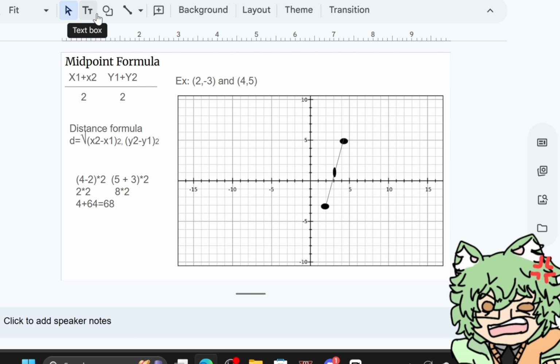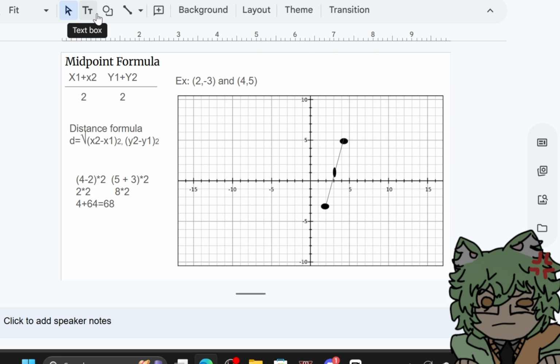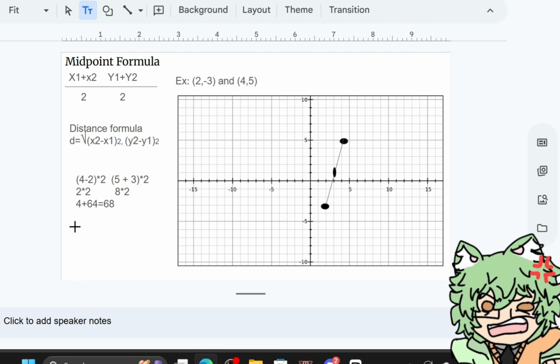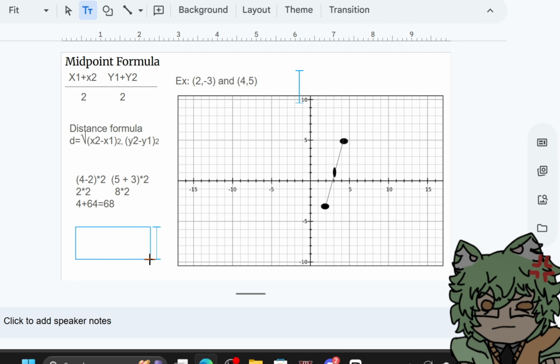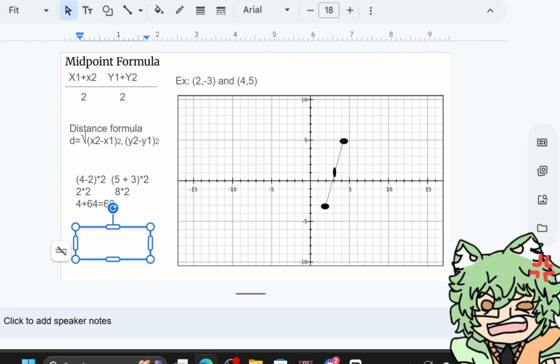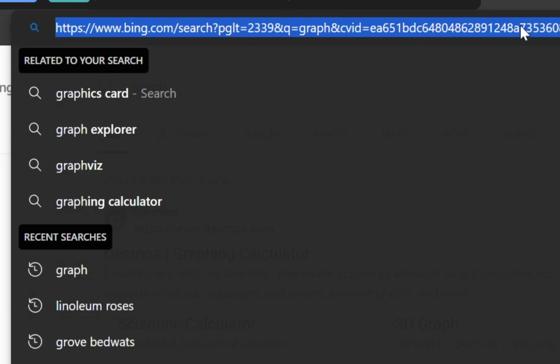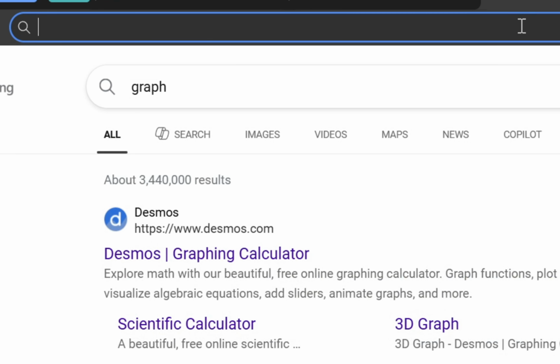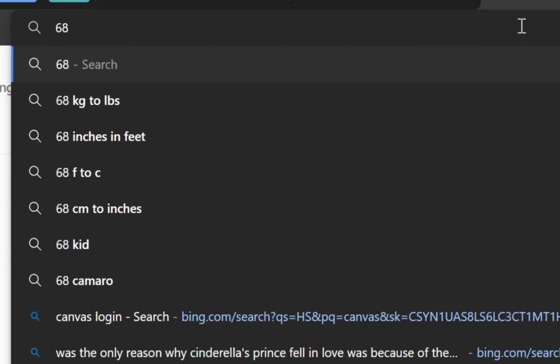Or if you were to break it down, you could always break it down to maybe 4 times 17, the square root of 68.